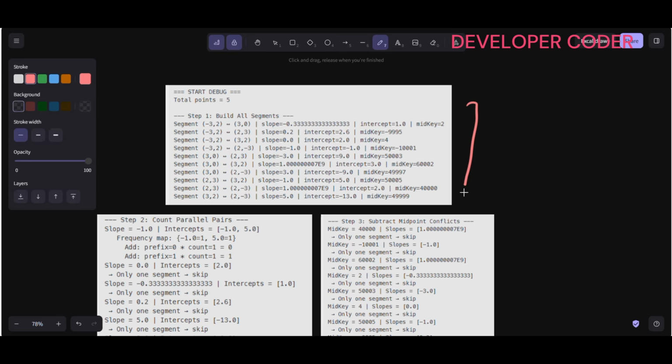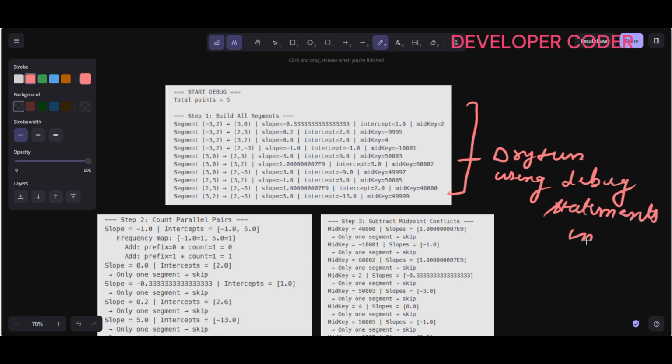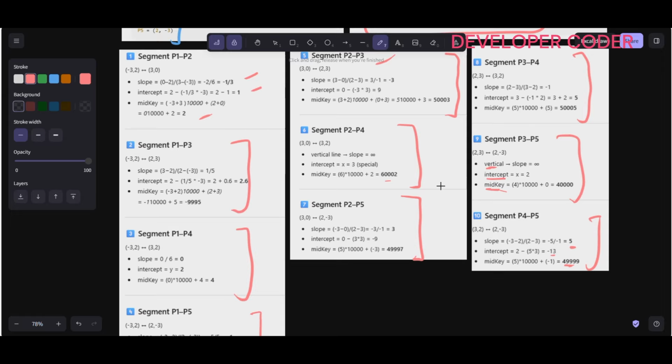Actually this is nothing but a dry run, using debug statements in the code, right? Same thing that I'm showing you up here, same thing I'm writing in some other way. So this is what you need to do.